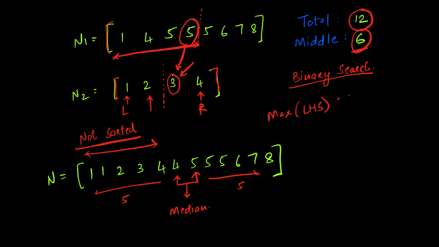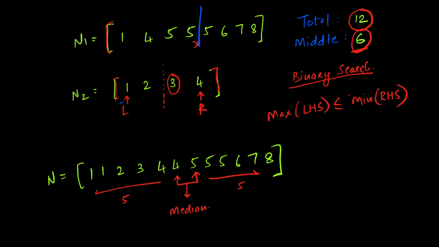The formula that we are using here is the max of LHS should always be less than or equal to the min of RHS. This applies to both the arrays. The max of LHS on N1 should be less than or equal to the min of RHS on N2 and vice versa. We don't need to compare within the same array because the array is sorted. So the 5 in this case is always going to be less than or equal to the next element in N1. So we need to limit this comparison to the other array.